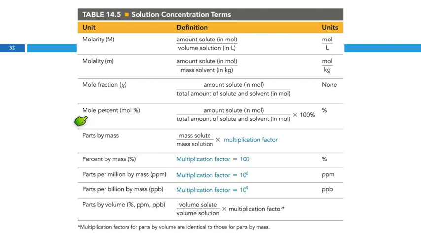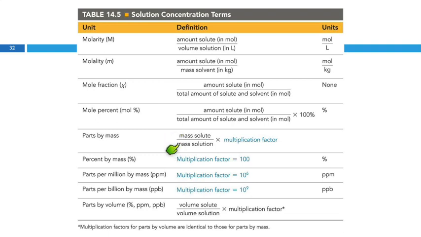Mole fraction, mole percent, parts by mass. Parts by mass is where we get percent. So you can have percent, parts per million, parts per billion, parts per trillion, ppb, ppm. If you get the water report from the city and it lists all the different things they've tested for, most of those things are listed in parts per million or parts per billion as the concentration in the drinking water. Here, we're taking the fraction, the mass of the solute divided by the mass of the solution. So, that's the theme of percent.